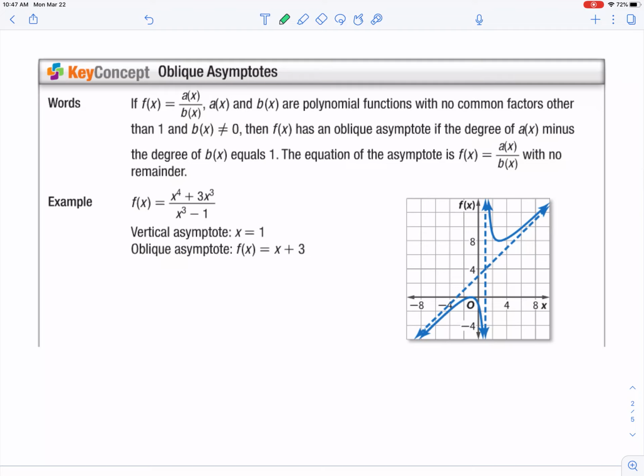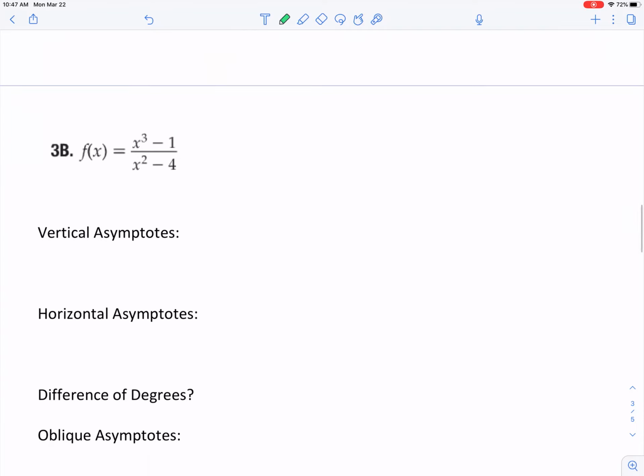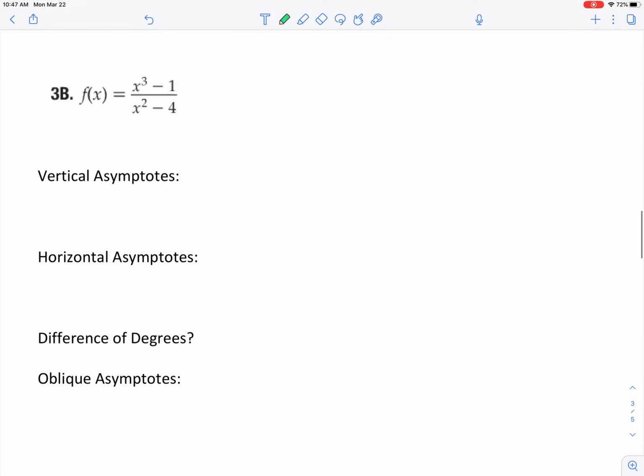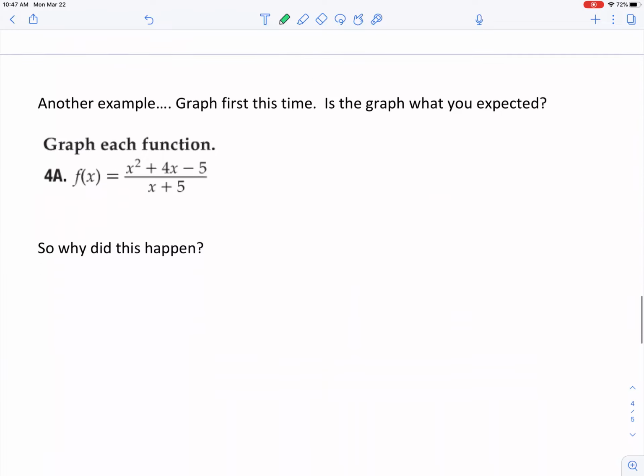I want to define oblique asymptotes. An oblique asymptote is an asymptote that is not perfectly horizontal or perfectly vertical. I don't know that we're going to spend a lot of time looking at those. Let me think. Do we want to do this one? I don't think so. I want to go on to this one. Okay.